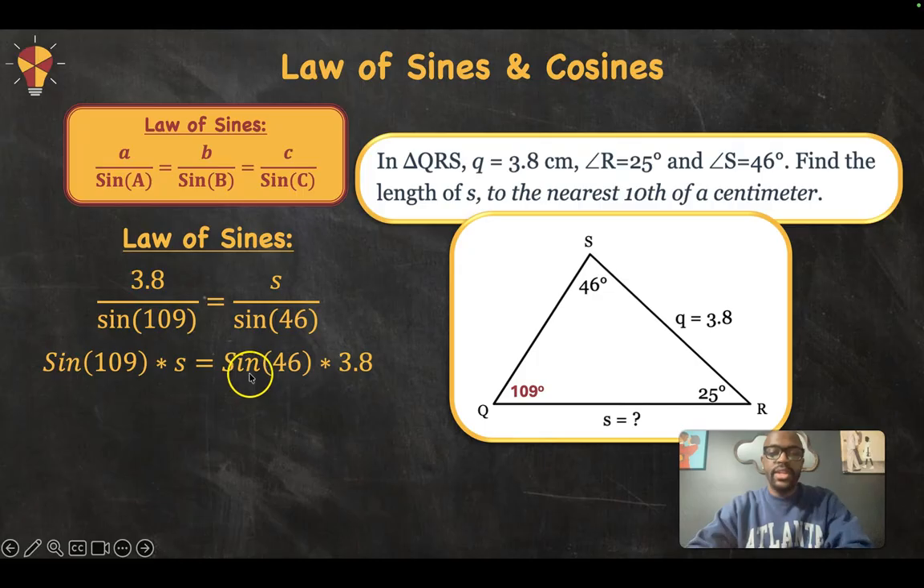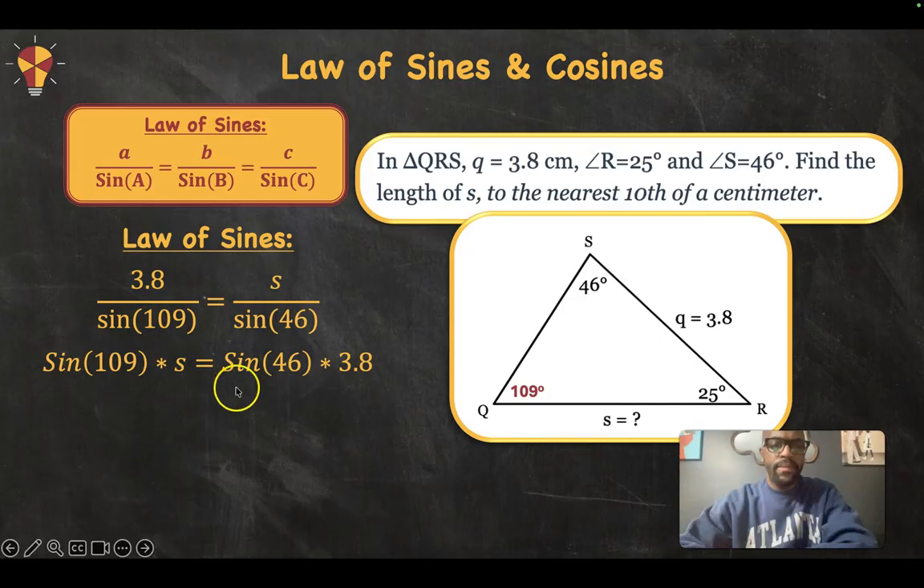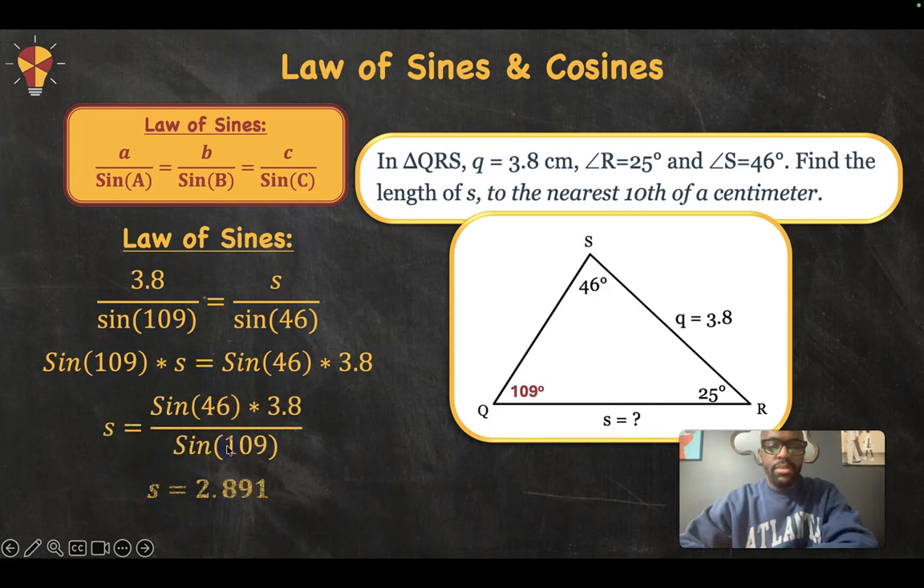Now, yes, you can type in sine 46 times 3.8 and get your decimal here. That would be 100% fine. I'm going to wait until the end and leave it like this for now, but you can. You won't get penalized for it. Just make sure you take it to the third decimal place early on. Now we need to get S by itself, and because that's multiplied by sine 109, I'm going to divide by sine 109 on both sides. Once I do that, I should get the result of 2.891. So that means this side over here is 2.891.